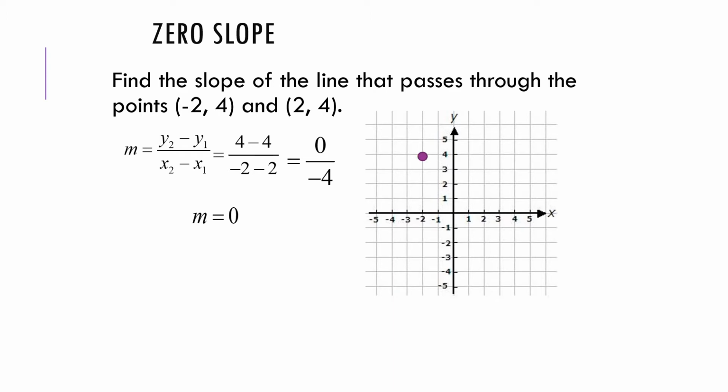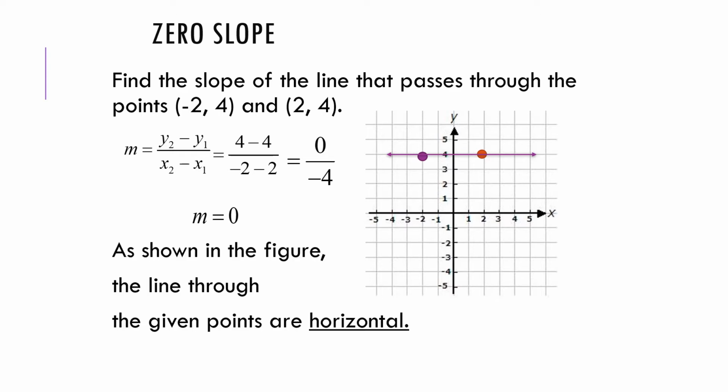We are going to plot those 2 points, negative 2, 4 and 2, 4, and then draw a line through them. This type of line here is a horizontal line. So whenever you have 0 slope, you're going to have a horizontal line.